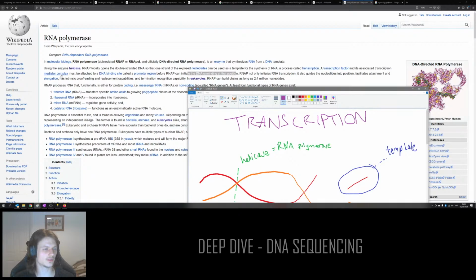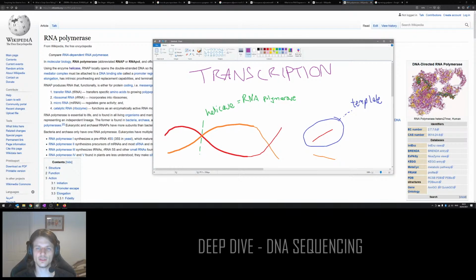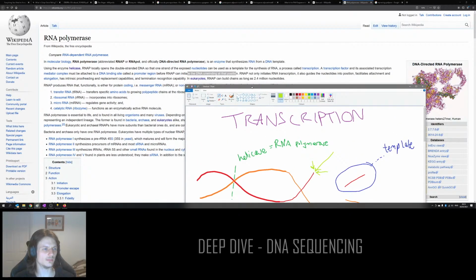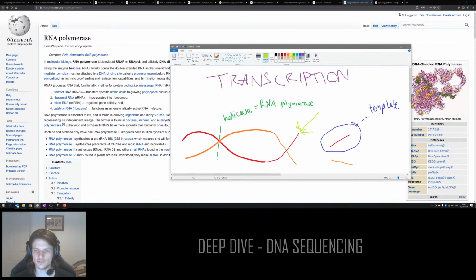A transcription factor and its associated transcription mediator must be attached to a DNA binding site called a promoter region. So something has to be attached. Let's go lighter green. Something has to be attached here. And this is the mediator complex. So this is the promoter region.